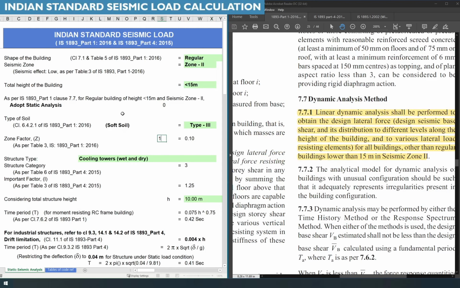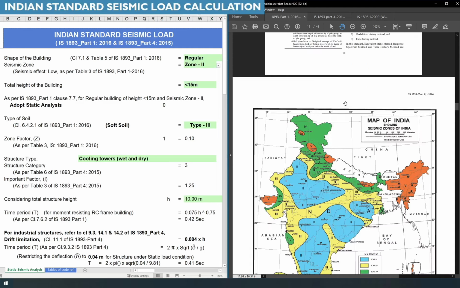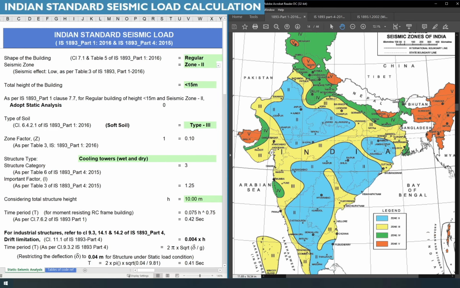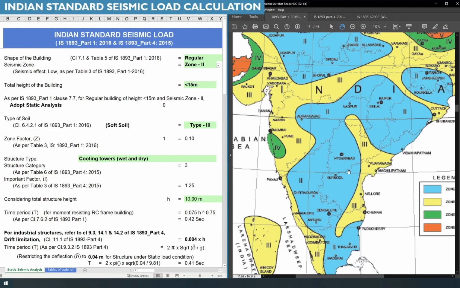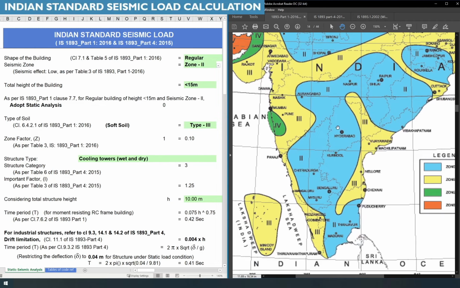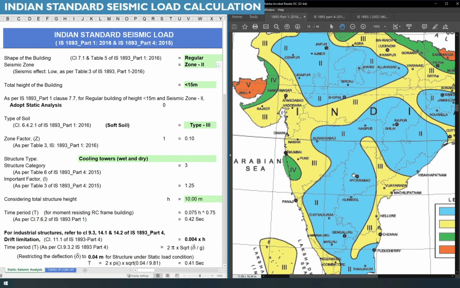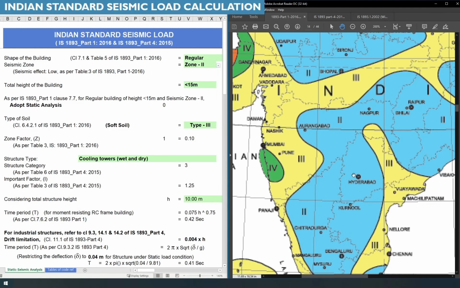In order to get the seismic zone, we have to refer to the project technical specification provided by the owner, or else we can refer to page number 14 of this IS 1893 Part 1, where we can see a seismic map with the zones for various cities in India. Here you can see I am considering Hyderabad as my project location, hence the seismic zone is 2.